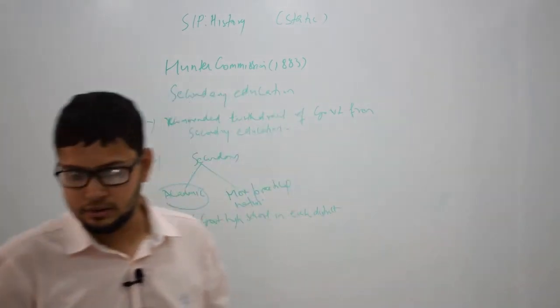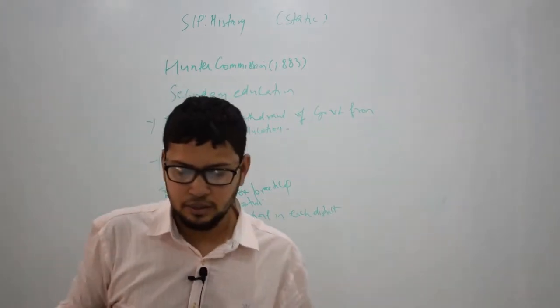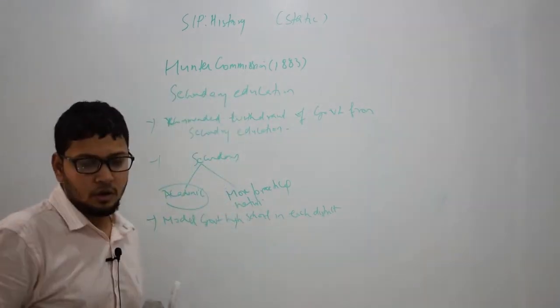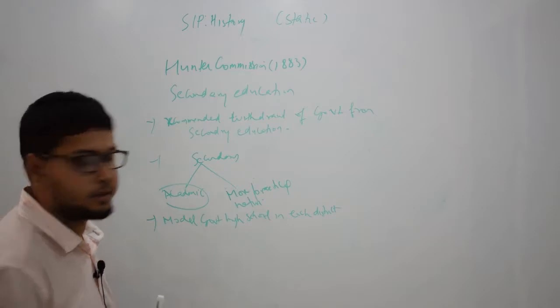Next, the commission which made recommendations with respect to education was the Raleigh Commission.